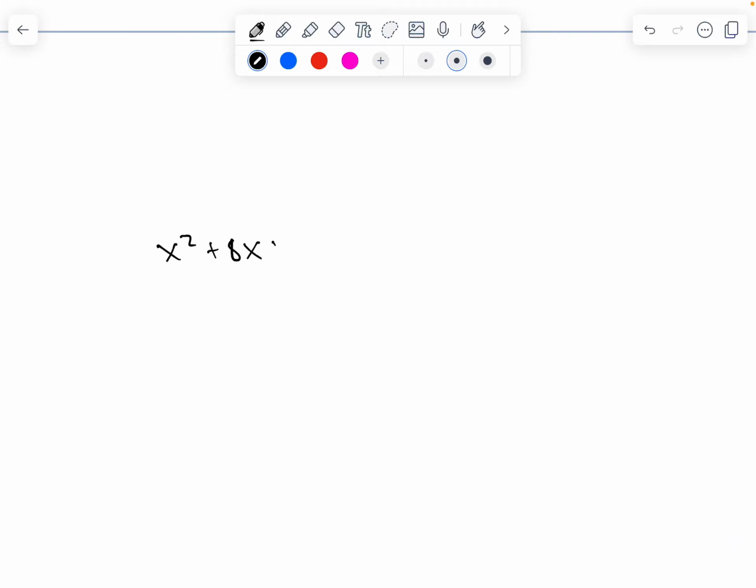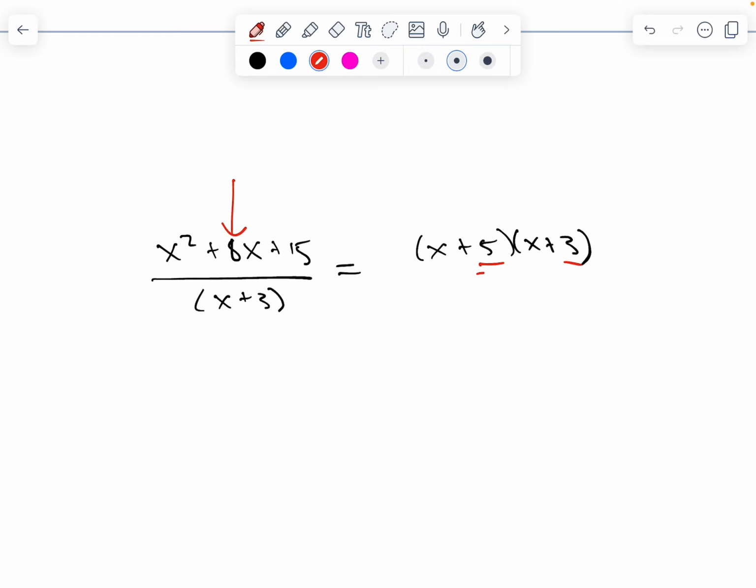x squared plus 8x plus 15. What happens when we divide this by x plus 3? Well, to do that division, you have to think, well, that is going to be (x plus 5)(x plus 3). And the reason why is 5 plus 3 add up to 8, and 5 times 3 is 15. So that's how we're sure we factored it right. And then all of this over x plus 3, and these factors cancel out, and so it's x plus 5. So you can divide a quadratic, or any polynomial for that matter, by any of its factors. Okay, that's it.